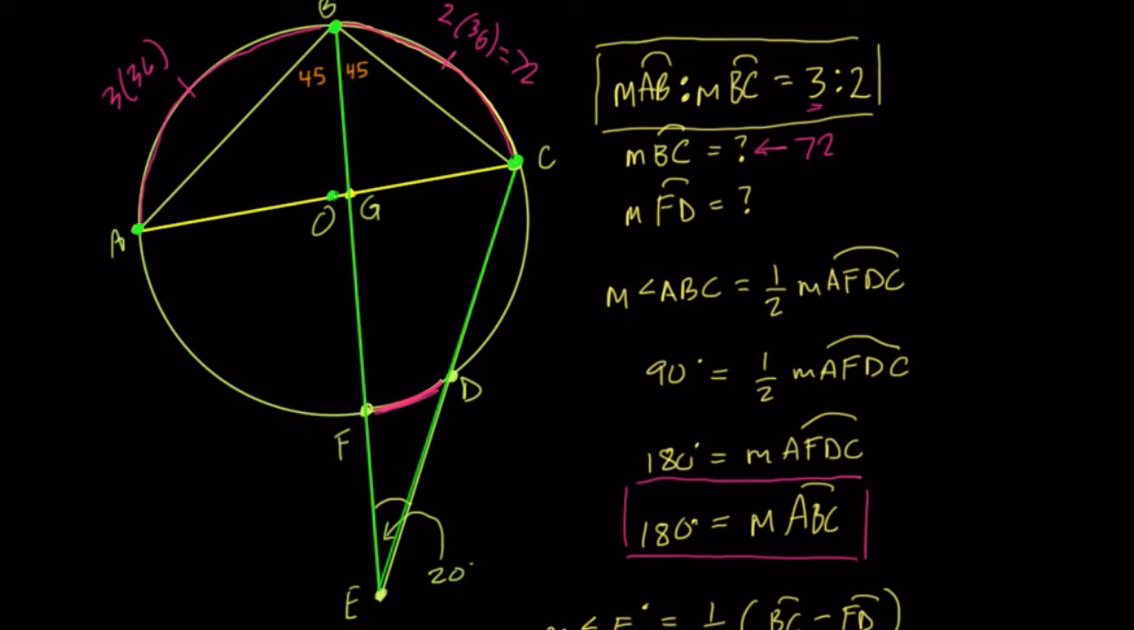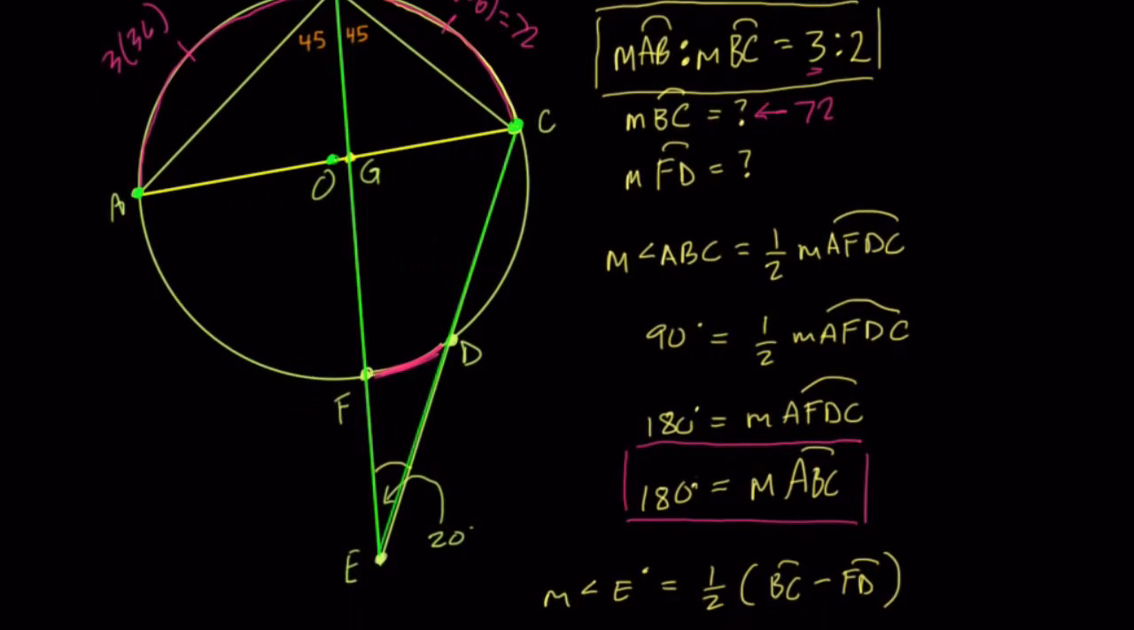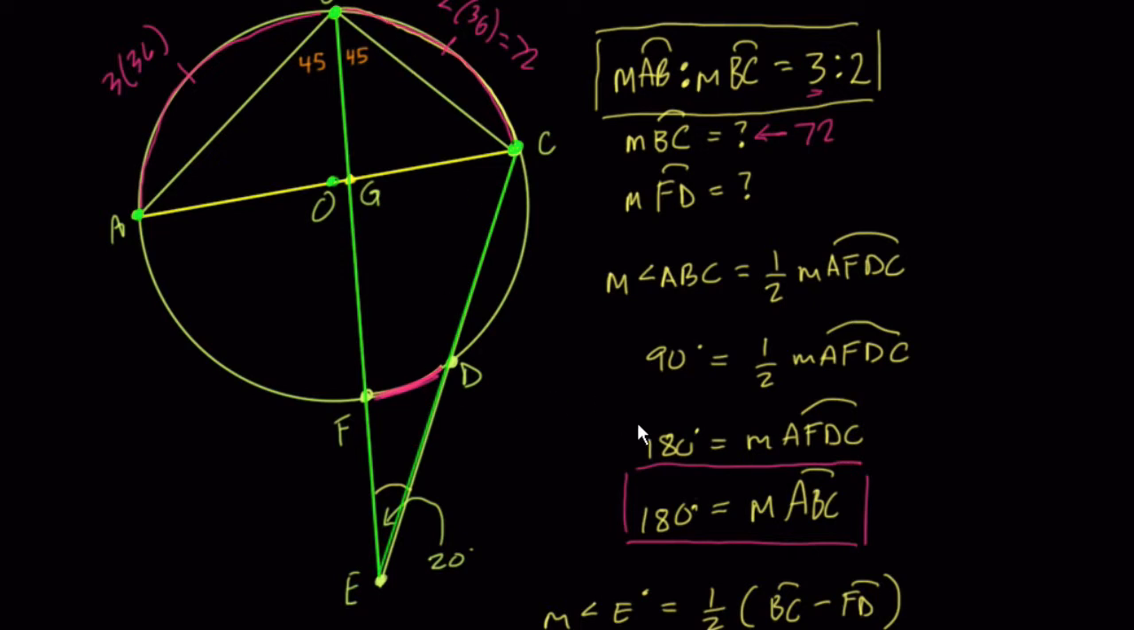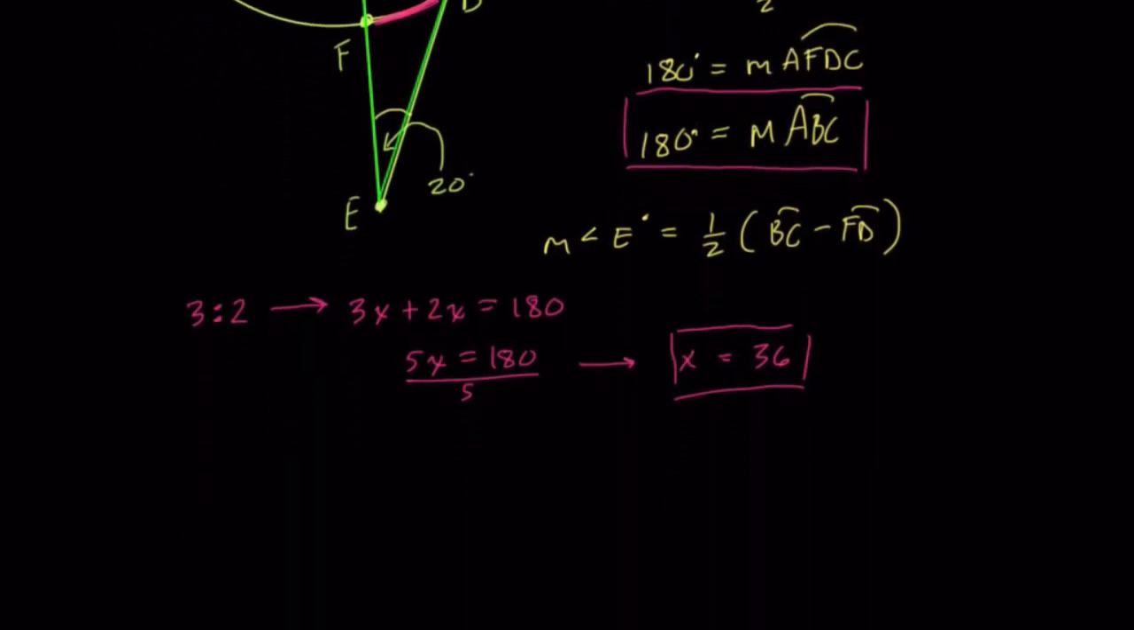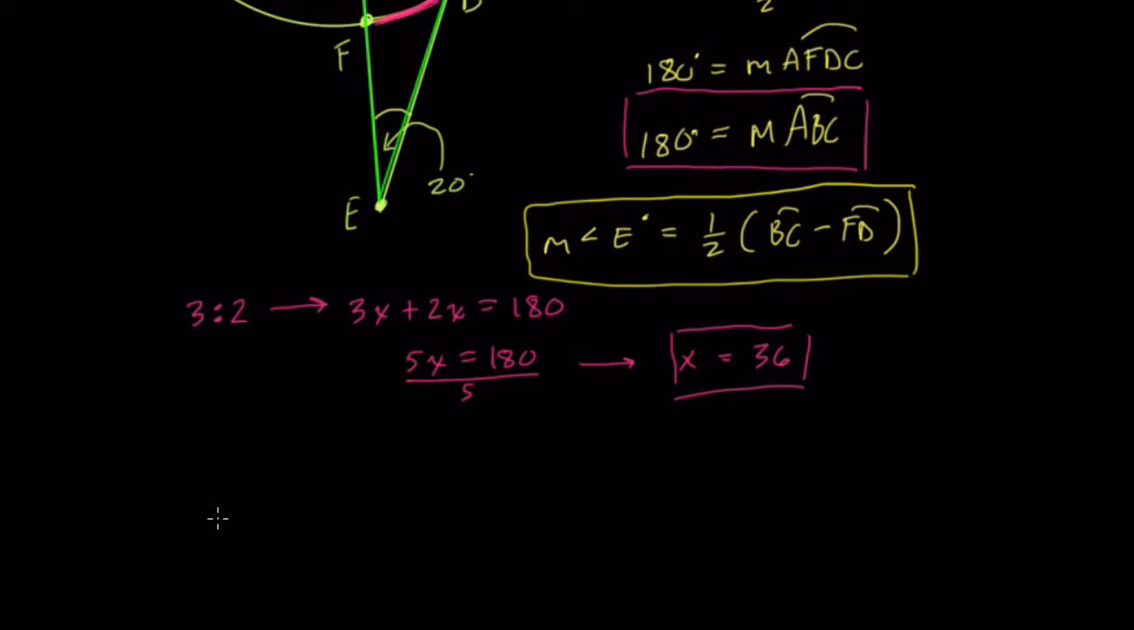Well, that's where the secant relationship comes into play. So now all we need to do is plug these values into our formula. So I'll do that right down here. Again, we're using this formula right here. We know the measurement of angle E. We're given that from the beginning. E is 20 degrees and equals 1/2 the arc BC, which we just said is 72 degrees, minus arc FD. And what does that equal?